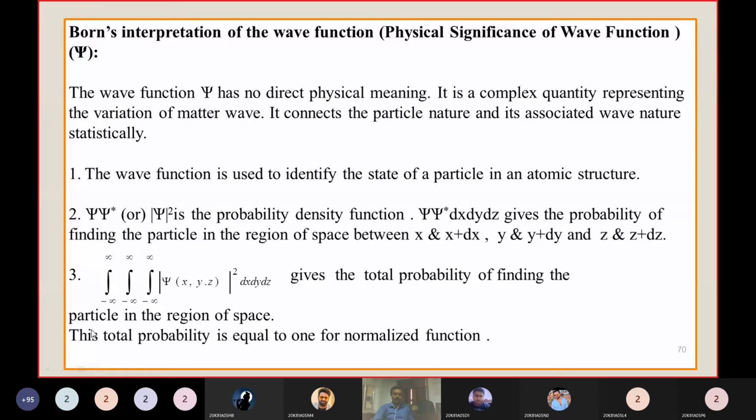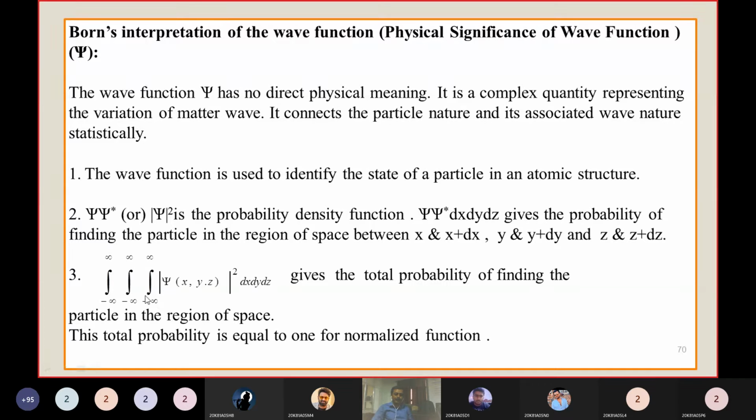Now if you want to find the total probability, instead of psi star psi we can write psi squared. So it is the integral of psi squared dx dy dz. We are integrating, meaning we are taking the total function, the total system.